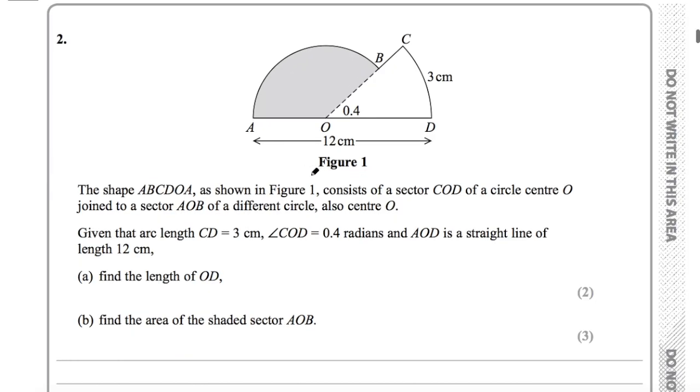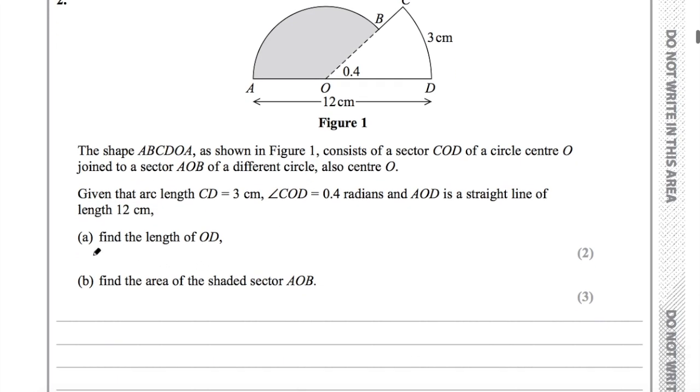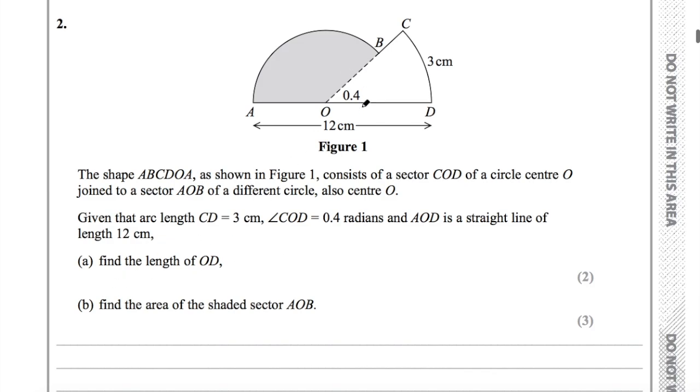On to question 2. Question 2 gives us a figure and it says the shape ABCDOA as shown in figure 1 consists of a sector COD of a circle center O joined to a sector AOB of a different circle also center O. Given that arc length CD equals 3 centimeters, angle COD equals 0.4 radians, and AOD is a straight line of length 12 centimeters, find the length of OD. And then part B says find the area of the shaded sector AOB. So firstly we need to find the length of this line here, OD.